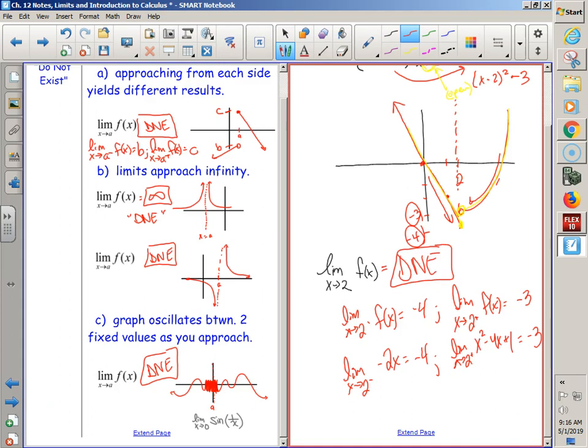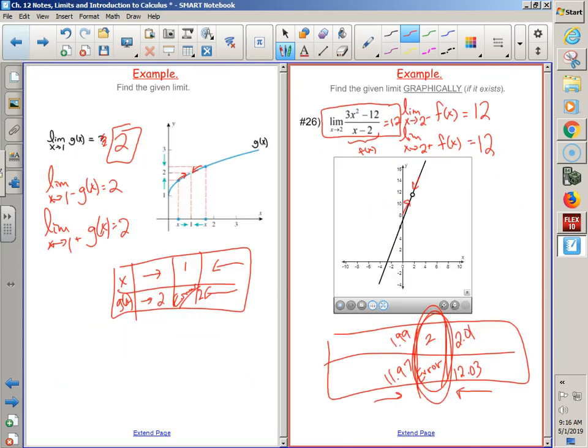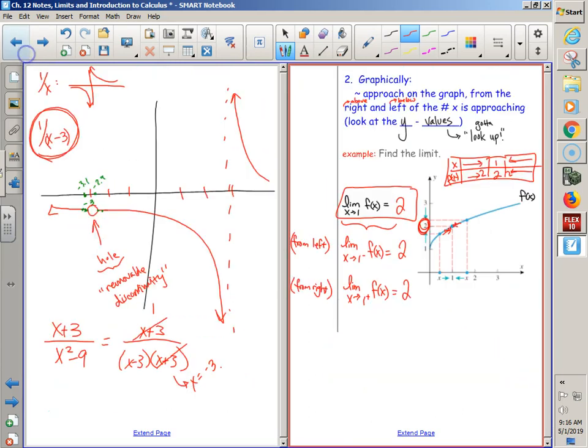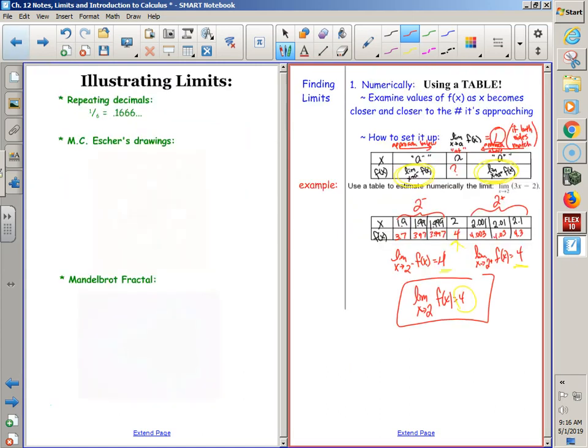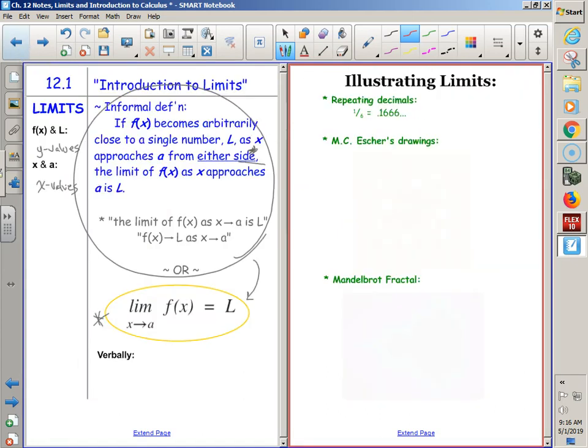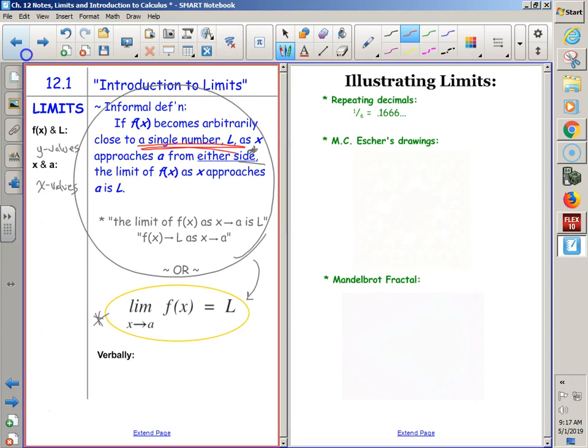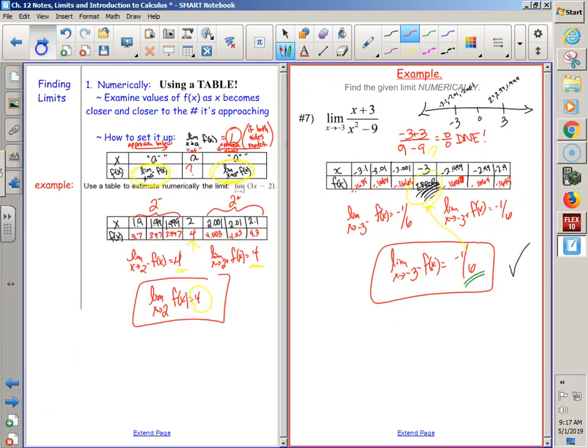This one is a DNE because, what's the informal definition say? It's not headed to a single number. Is infinity a single number? It's an idea that's ever expanding. True? Okay? It's not a single number. So we would say, okay, it technically does not exist.